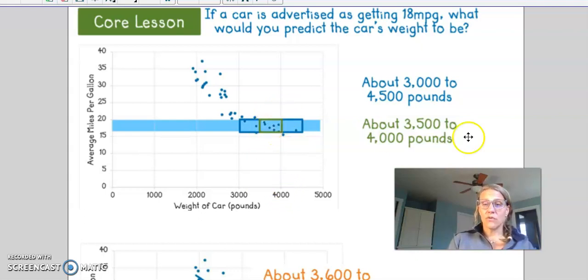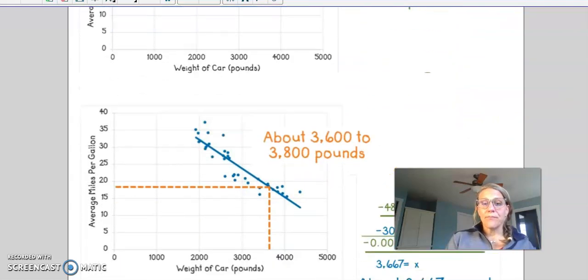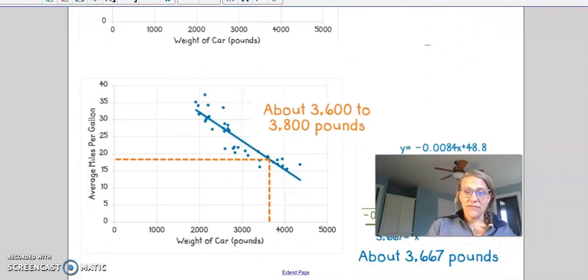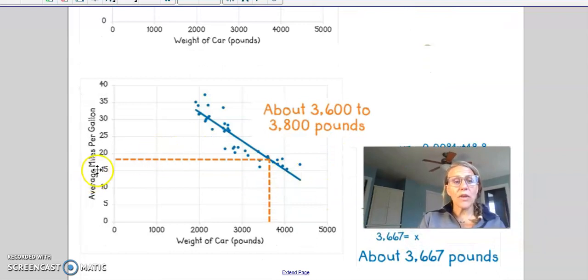Okay, so that's without using our line of best fit. We can already make a prediction. But if we get an actual line of best fit here, we can use it to make an even better prediction. So we find 18, go over to the line and down. We'll find that it's, again, a range, but somewhere between 3,600 and 3,800 pounds.